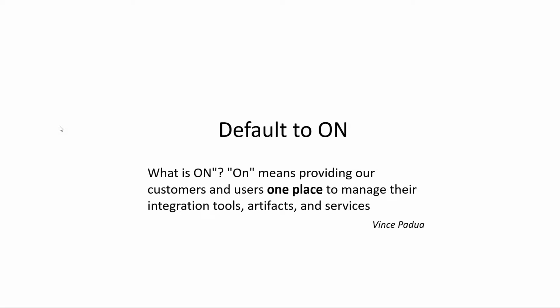Lately I read a blog post by Vince Padua about an OKR called Default to On, where On means providing our customers one place to manage their integration tools, artifacts, and services. Now, this relates to my personal experience because I've been involved in the conversion of the documentation portal. And docs used to be stored in a support portal, also known as Sphere.